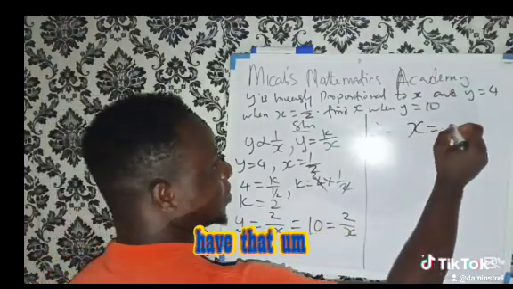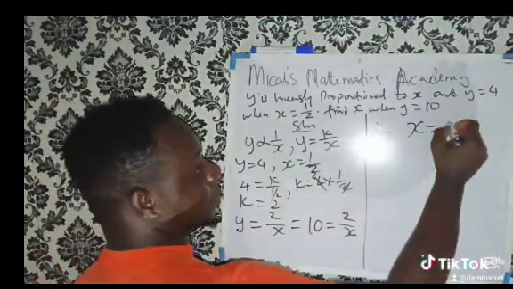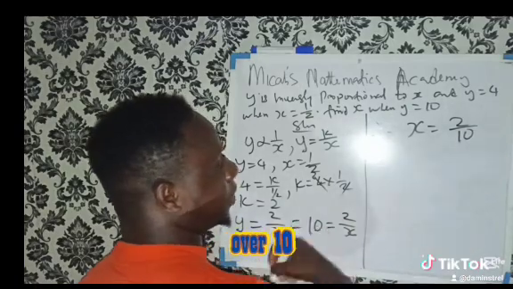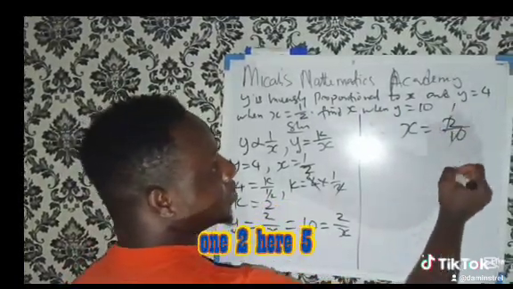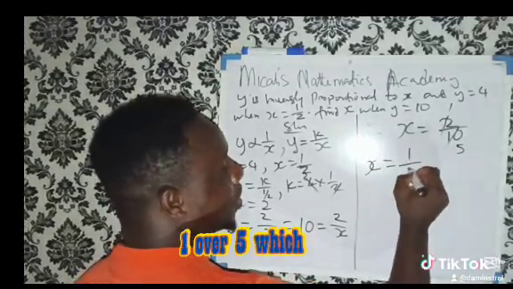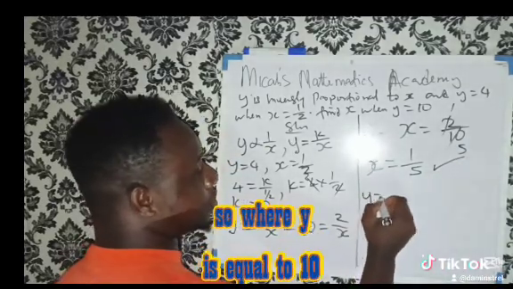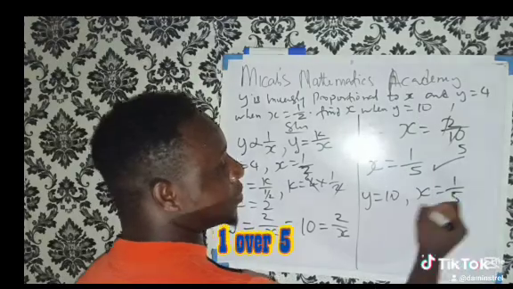x equals 2 over 10. You have a common factor, 2: 2 divided by 2 is 1, and 10 divided by 2 is 5. So our x will be equal to what? 1 over 5, which is our answer. So where y is equal to 10, our x will be equal to 1 over 5.